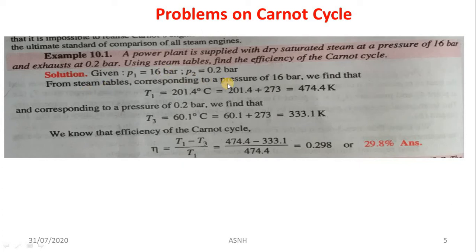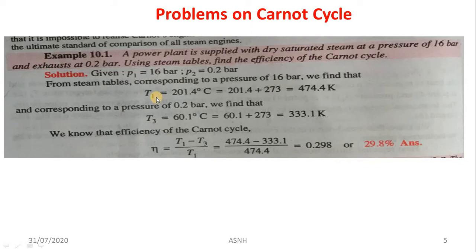But we must calculate the efficiency, and for that we must know the formula of the Carnot cycle. The formula of Carnot cycle efficiency is (T1 minus T3) upon T1. I repeat once again, efficiency is equal to (T1 minus T3) upon T1. So we must know these two temperatures, T1 and T3.